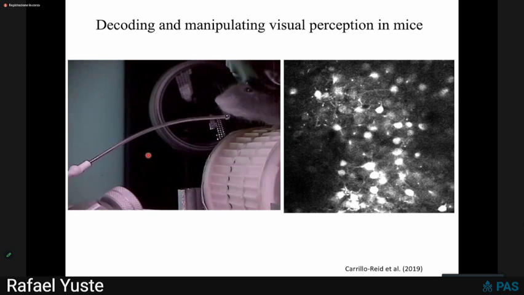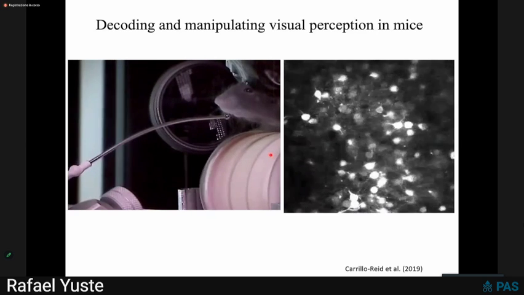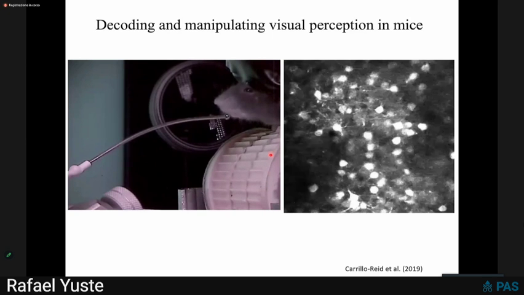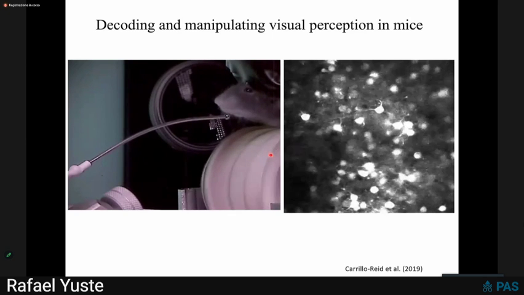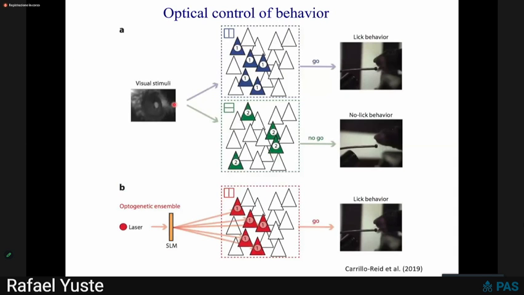And simultaneously to this experiment, we're performing 2-photon calcium imaging to map the ensembles that happen in this part of primary visual cortex that corresponds retinotopically with the area where we're showing the visual stimuli. So the experiment is we first map the ensembles that are associated with the go stimulus, with the licking of the animal. In this case, these were the vertical bars. Imagine these are the blue cells that participate in an ensemble. And then we map the ensembles that correspond to the no-go stimulus, in this case, the horizontal bar, these green cells.